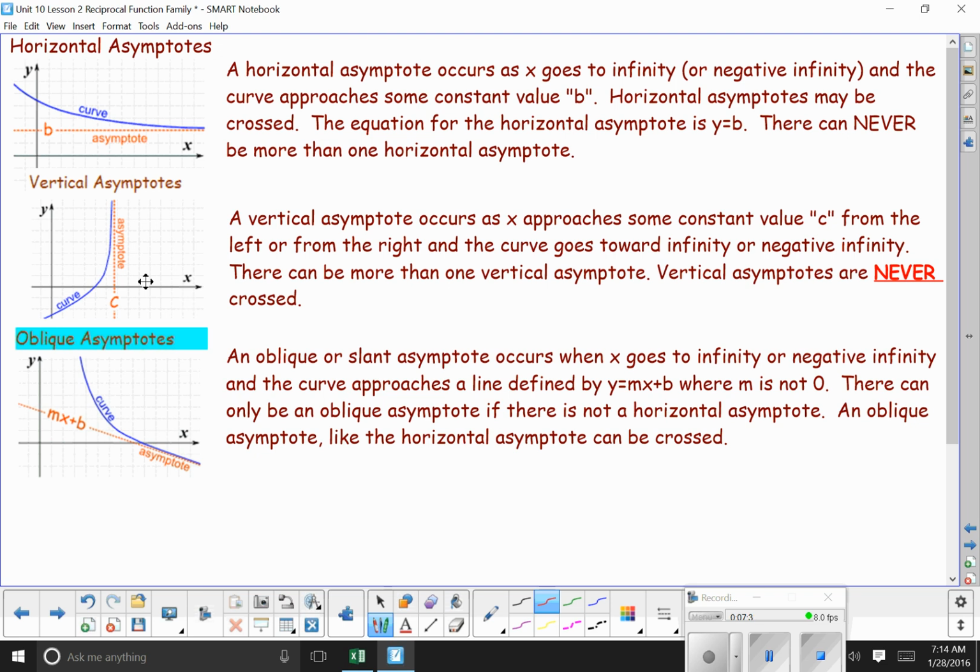Finally, we have our oblique asymptotes. An oblique or slant asymptote occurs when x goes to infinity or negative infinity, and the curve approaches a line defined by y equals mx plus b, where m is not 0. There can only be an oblique asymptote if there is not a horizontal asymptote. An oblique asymptote, like the horizontal asymptote, can be crossed. But notice, if I have a horizontal, I won't have an oblique. If I have an oblique, I won't have a horizontal. Why can't m be 0? Because if m were 0, it would be horizontal.